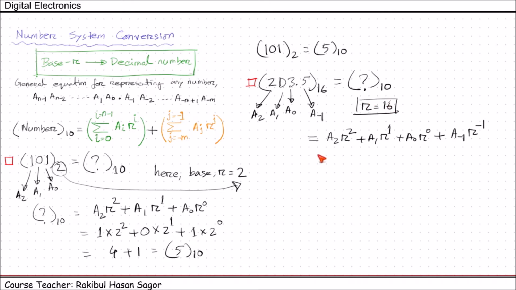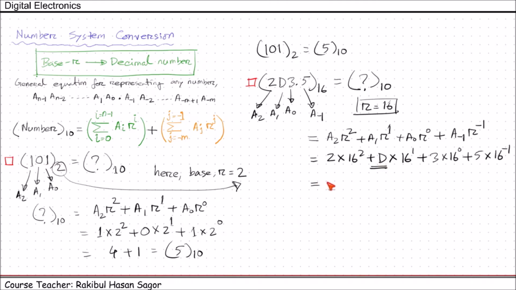So we'll put all these values. A2 equals 2 into 16 square plus D into 16 to the power 1 plus 3 into 16 to the power 0 plus 5 into 16 to the power minus 1. Now, what is the value of D here? As we are converting from hexadecimal number to decimal number, all these notations are to be converted to the corresponding decimal number. We know the corresponding decimal number for D is 13.